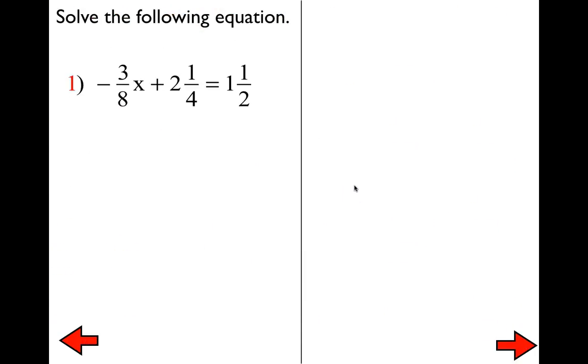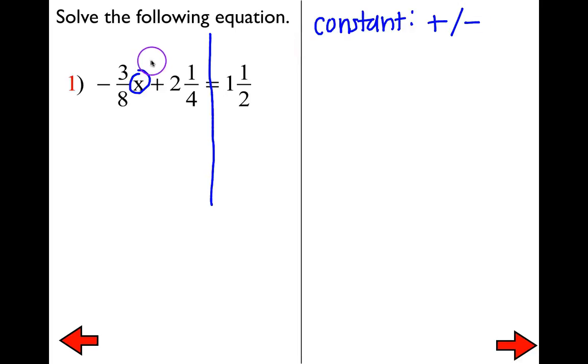So let's jump into our very next example. Continuing with the pattern that I've been doing, I'm going to go ahead and circle my variable. This means I'm going to focus my attention to the left side. I told you before it's going to be easier to get rid of your constant. Why? Because it undoes addition or subtraction. And if you're wondering what a constant is, if you forgot, it's basically your number without a variable. So notice this is going to be my constant because it has no variable attached to it.